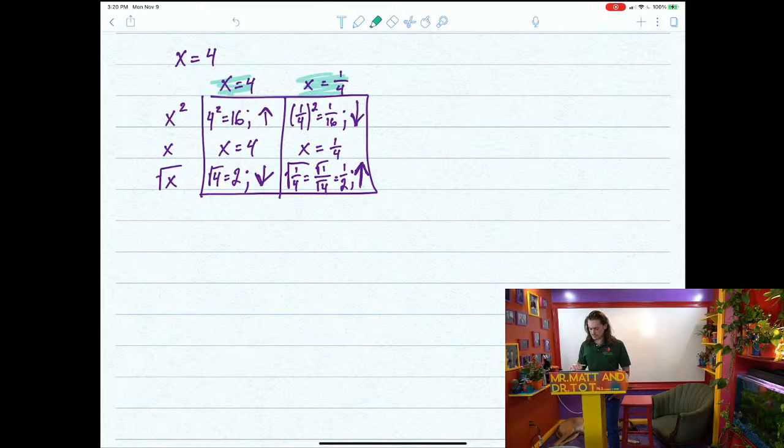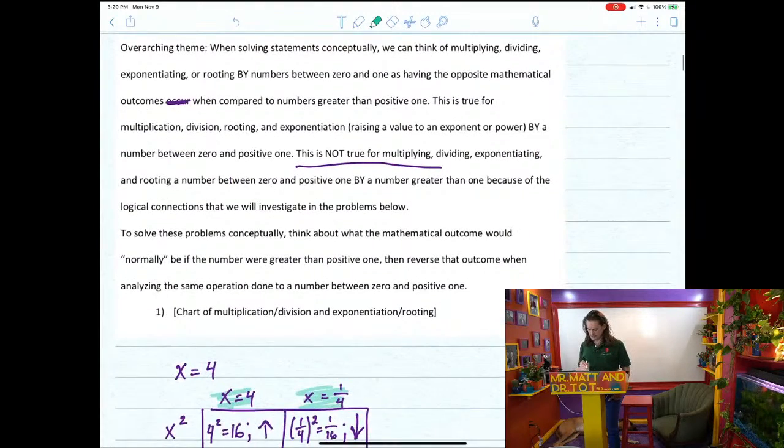I also just wanted to back up, and I was thinking about this. I think that this is a typo here that I just wanted to clarify: by rooting a number between 0 and 1 by a number.